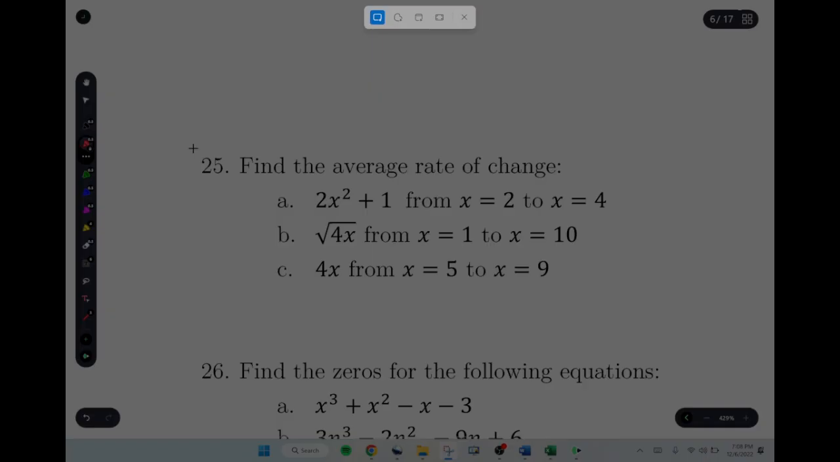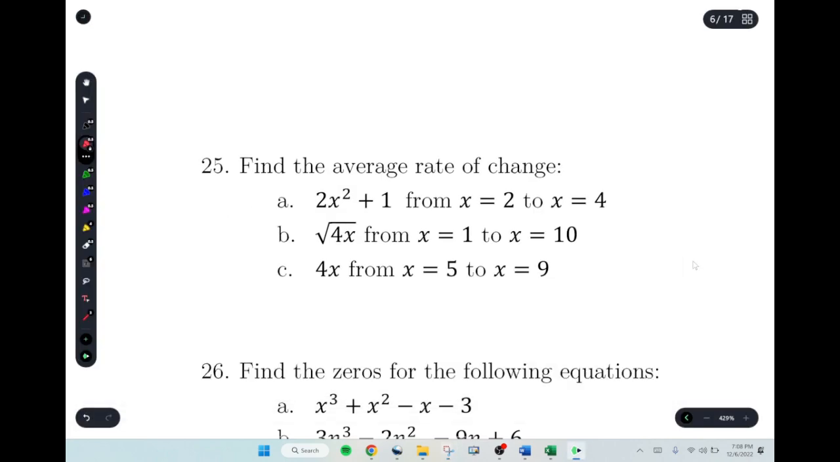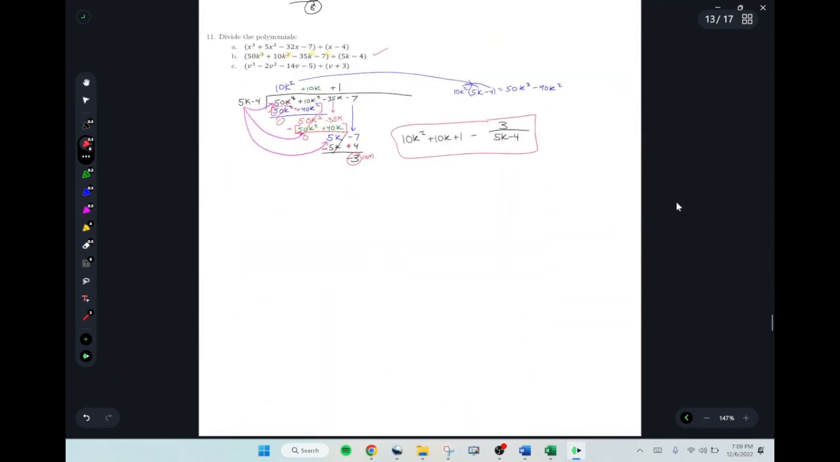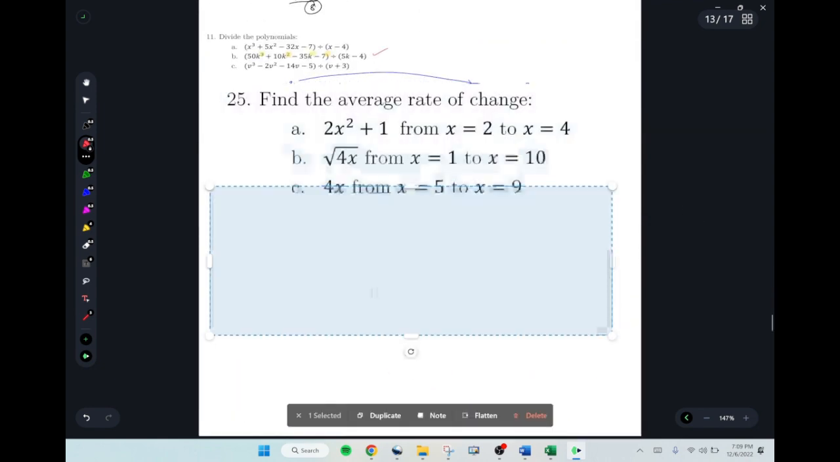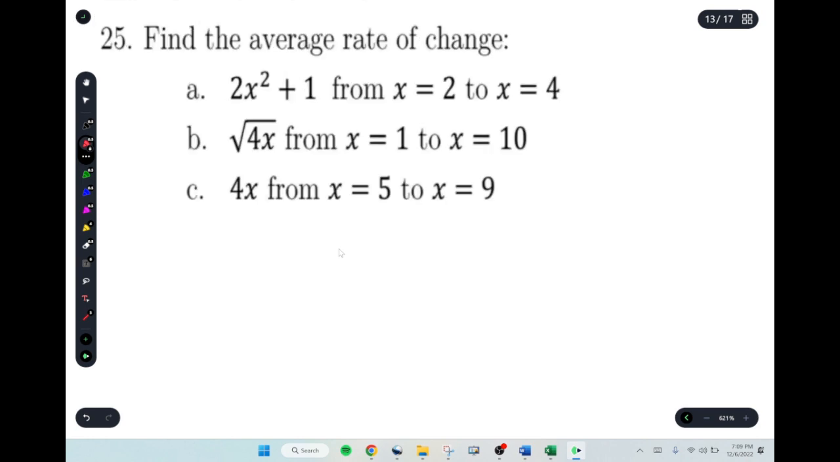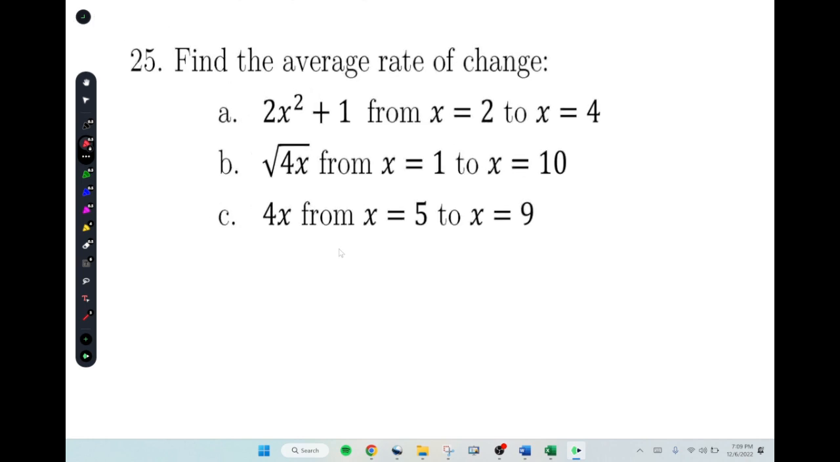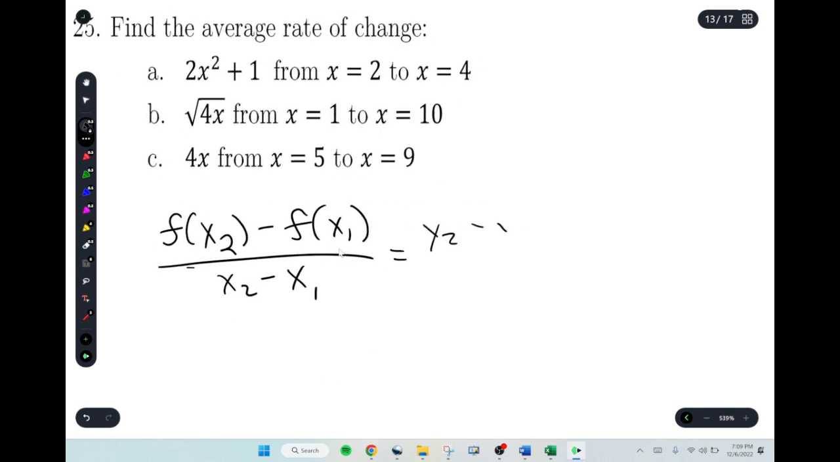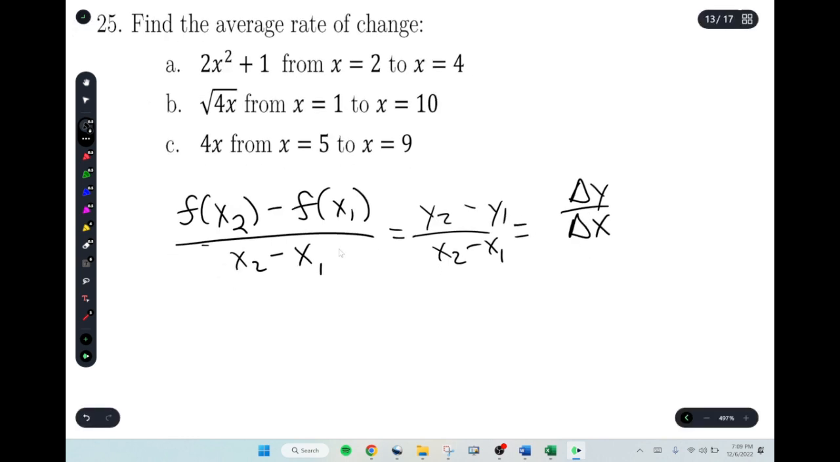This is just a rate of change problem, and some of them give you the formula. This one they don't give you the formula. Sucks. So you have to remember the formula all by your lonesome. Some people say f of x2 minus f of x1 over x2 minus x1. Some people say y2 minus y1 over x2 minus x1. Some people say change in y over change in x. Some people say slope. It's kind of all the same.